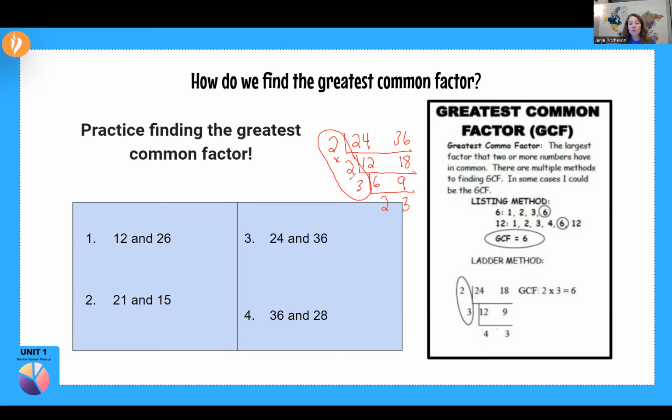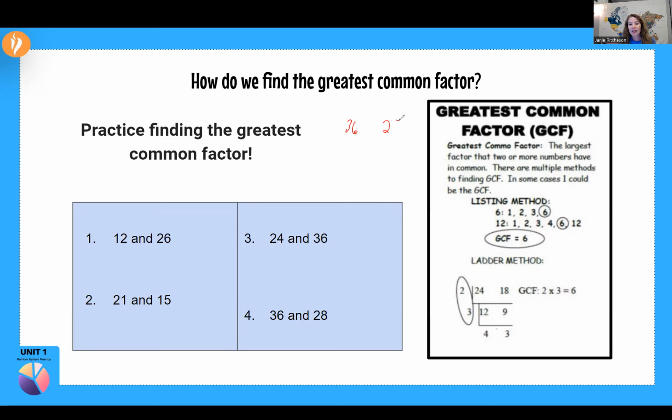So 2 times 2 is 4. 4 times 3 is 12. That's our answer. All right, 21 and 15. The greatest common factor is what? 3. And 36 and 28. Did you guys do that one too?